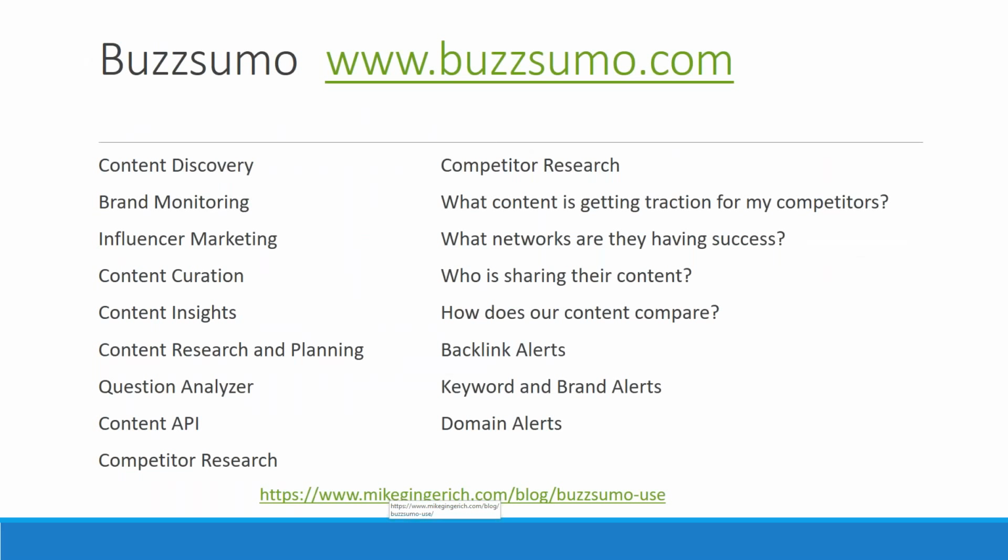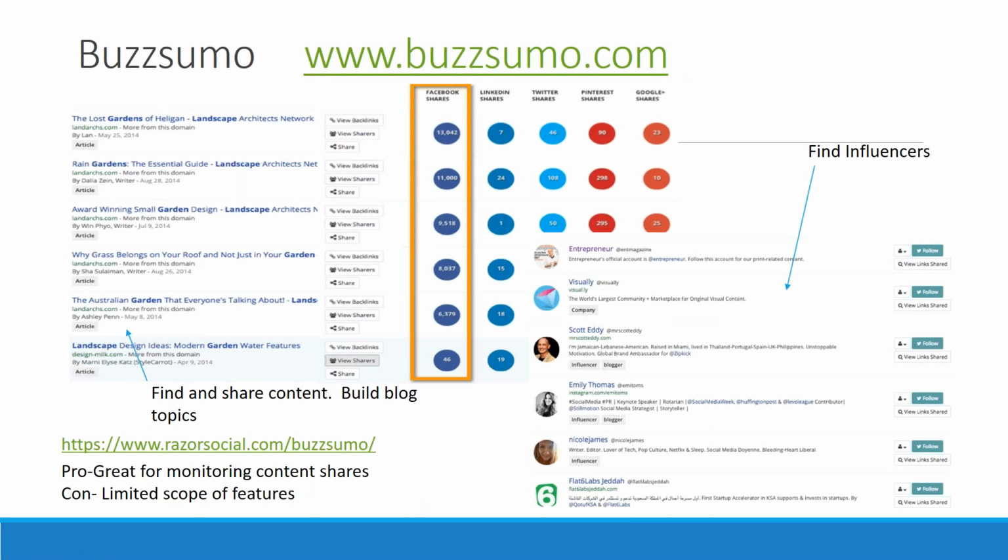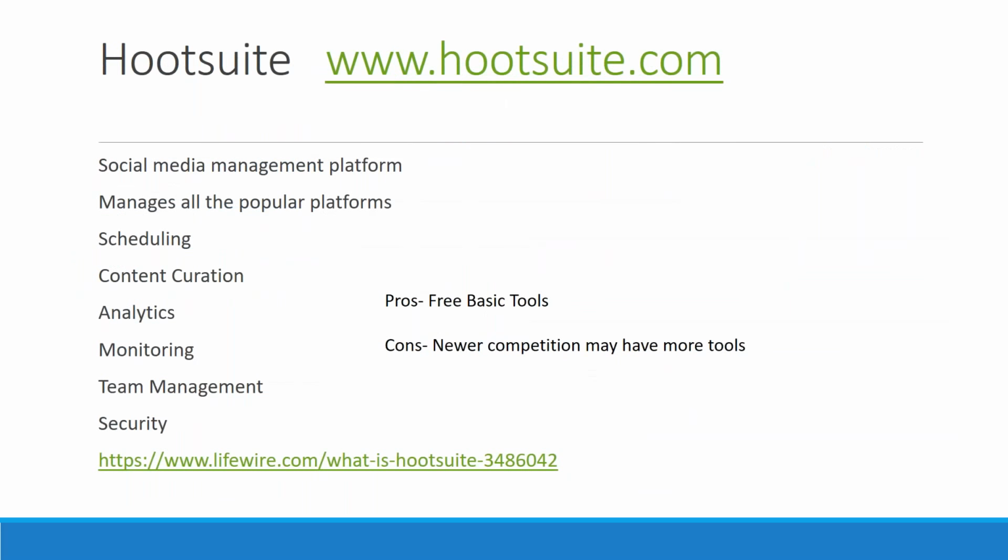Buzzsumo is a good one for content, and in the essence of time, we're probably going to move to a couple other examples. Buzzsumo shows a lot of content that's more for social, going with Facebook, LinkedIn, Twitter, Pinterest, Google+, and you can find information relating to content and finding influencers. You would go to Buzzsumo right on their homepage, type in a topic or keyword area, and it'll give you a lot of information about who's ranking for that particular topic.